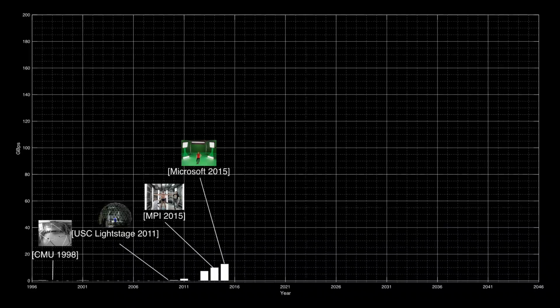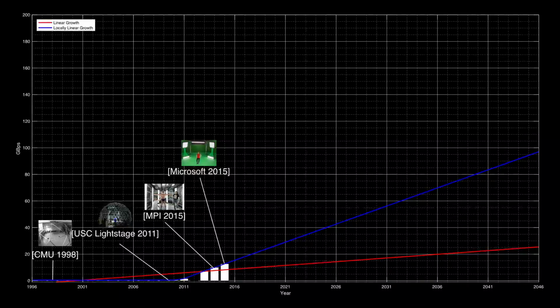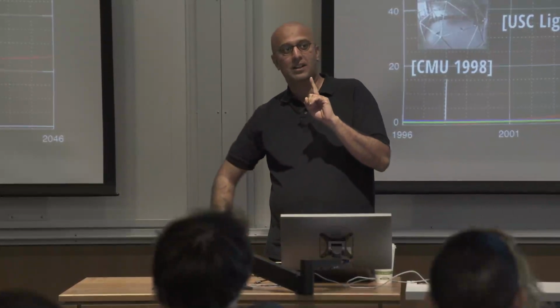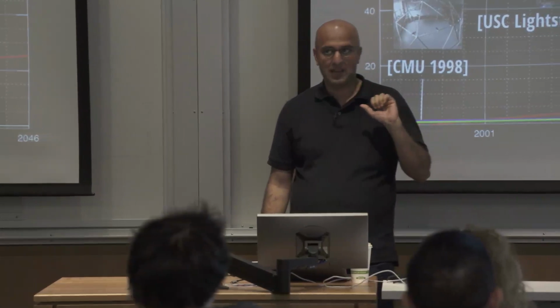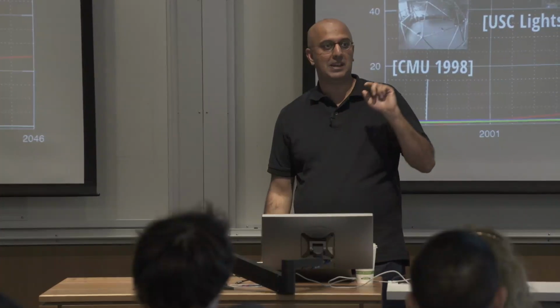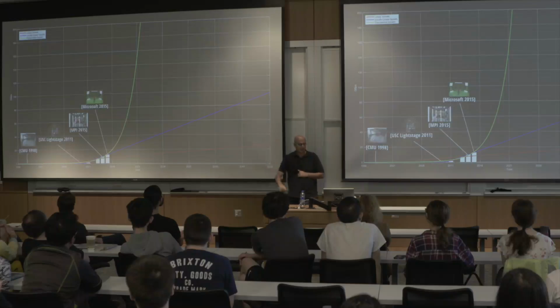So this is the year, and that's the gigabytes per second. So how much data are you collecting, right? You see here's CMU, the light stage, MPI, Microsoft, and if you extrapolate linearly, that's red, piecewise linearly is blue. If you do exponential, that's that. I might note Moore's law is dead, so we're not seeing an exponential increase in camera resolution, in compute speed, in storage. None of those are true. So exponential is actually fairly unrealistic.